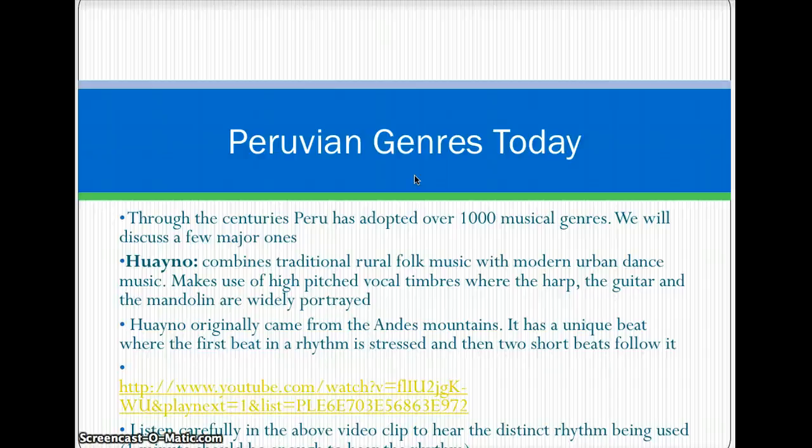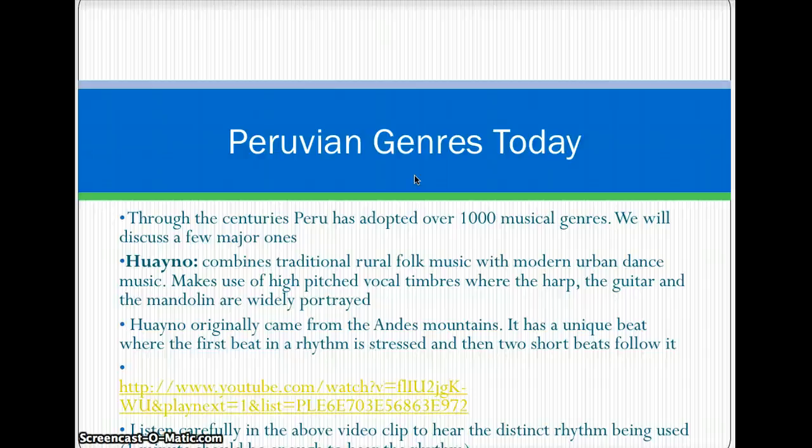So the first is the Huayano, and it combines traditional rural folk music with modern urban dance music. It makes use of high-pitched vocal timbres where the harp, the guitar, and the mandolin are widely portrayed. And this music originally came from the Andes Mountains, and it has a unique beat where the first beat in a rhythm is stressed, and then there are two shorter beats or more beats that follow it.